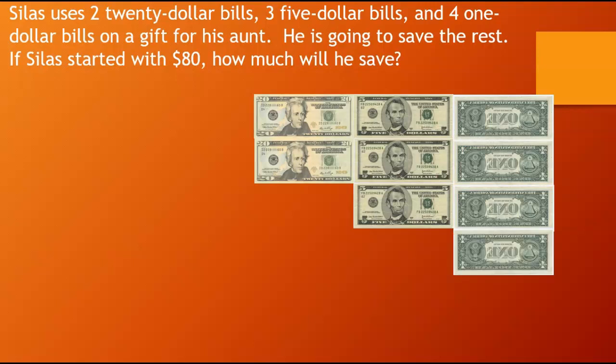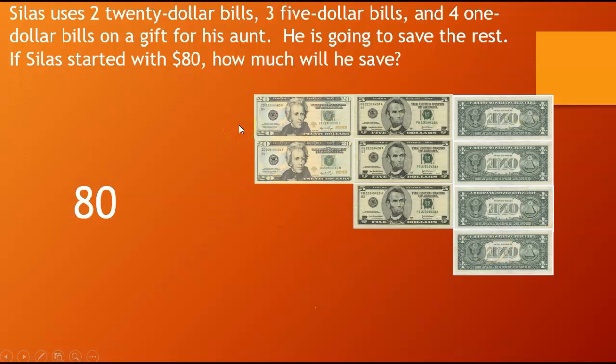Now it says that he started with how much? He started with 80. So let's put 80 there. And let's count how much we have here to see how much he spent, because we're going to have to subtract what he started with how much he spent to see what he has left.